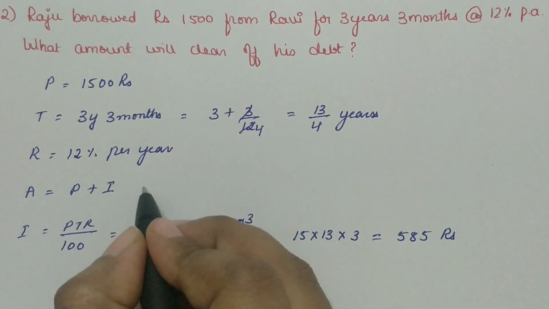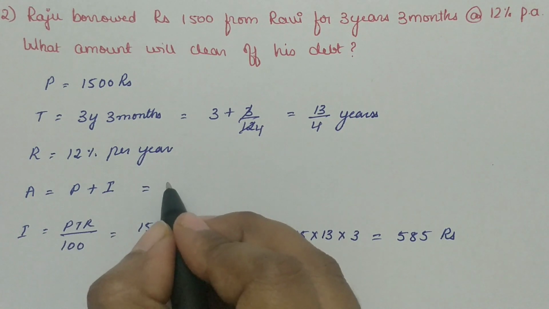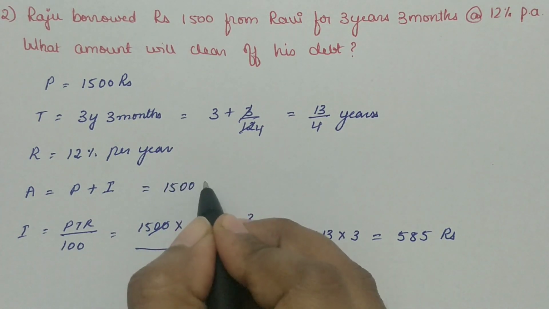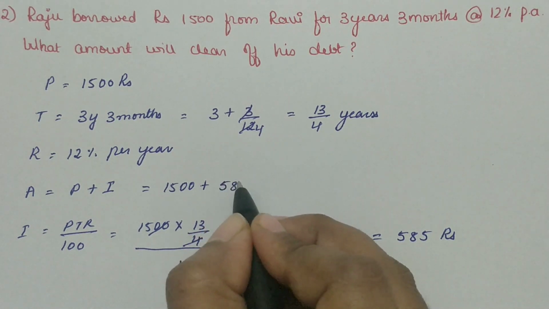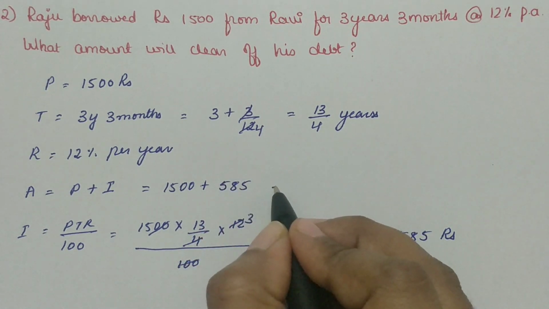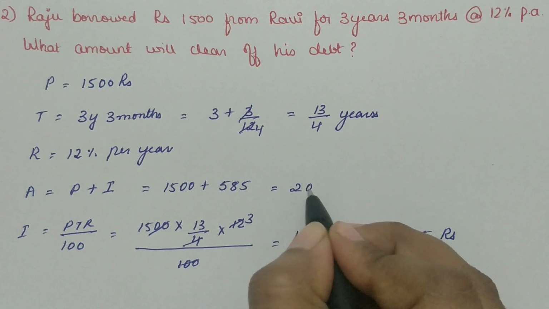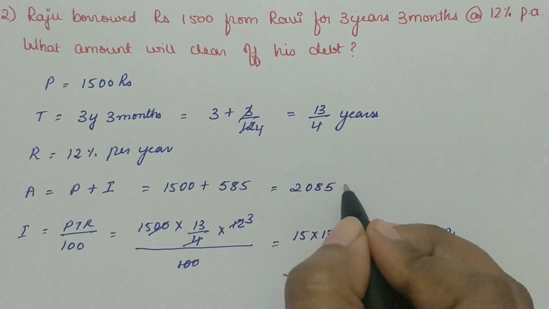Then amount equal to principal 1500 plus interest 585 equal to 2085 rupees.